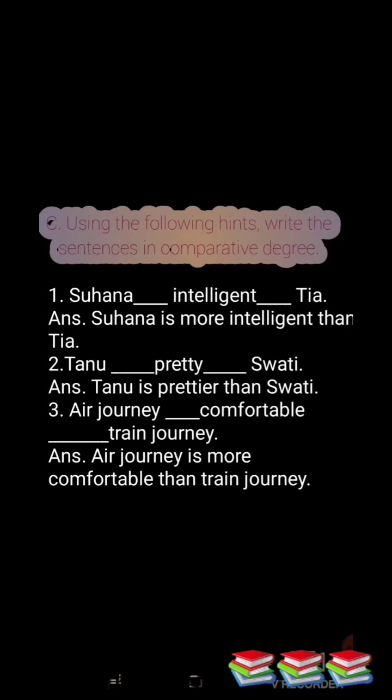The next one is, using the following hints, write the sentences in comparative degree. It means you have to use the ER form. Some words are not recognized by the same word, for example, important, intelligent. In that case, you have to use more, most, to make it comparative and superlative degree. So first is Sohana, intelligent, Tia. You have to make it comparative degree. So Sohana is more intelligent than Tia.